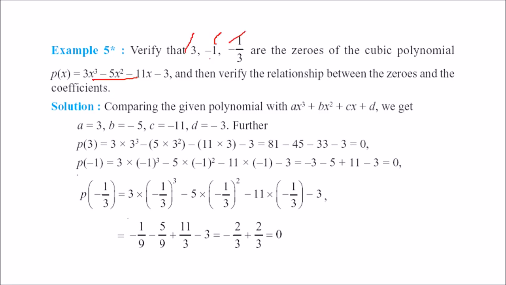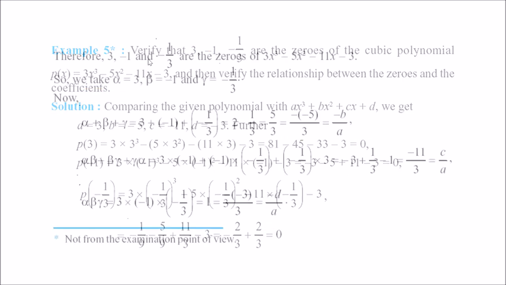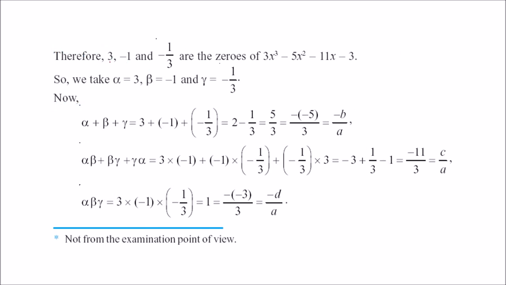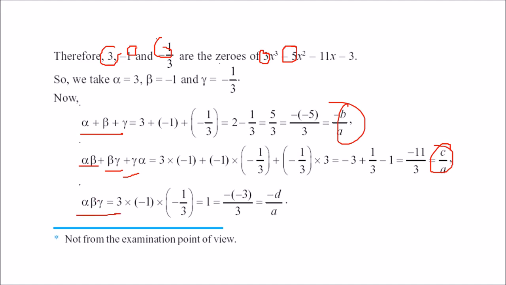So the best way to verify, first of all, is to put this value here in this expression. If you get 0, then it is okay, and you'll get 0. You can just try it. But after this, you see that alpha plus beta plus gamma, if you add them, you'll get minus b by a, that is minus of minus 5 by 2. If you pairwise multiply and add, you'll get c by a. If you multiply them together, you'll get minus d by a, which is equal to 4.